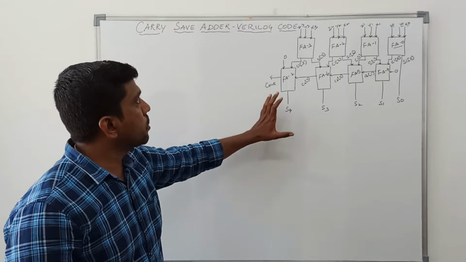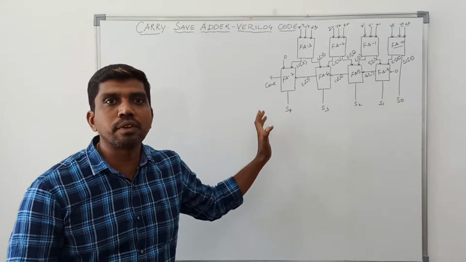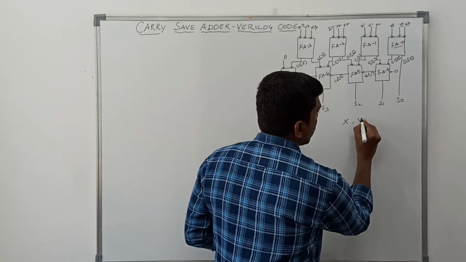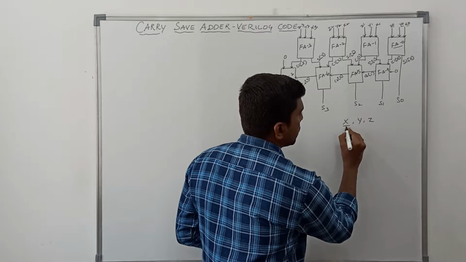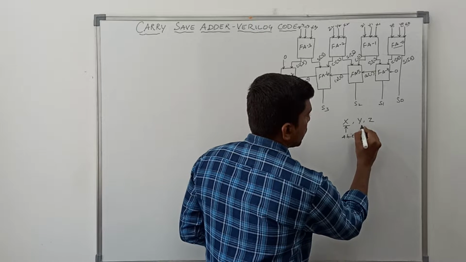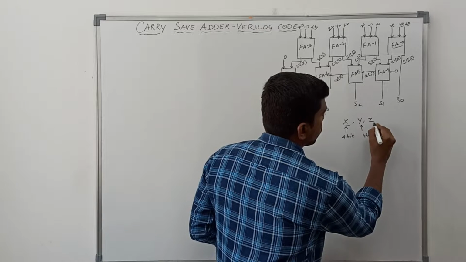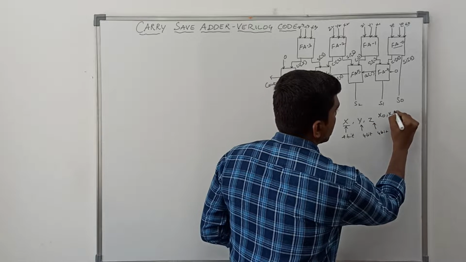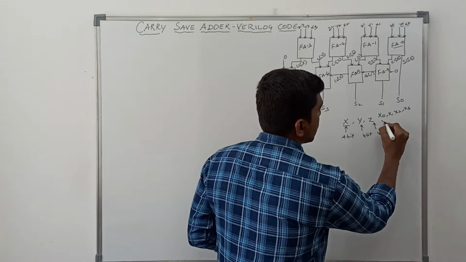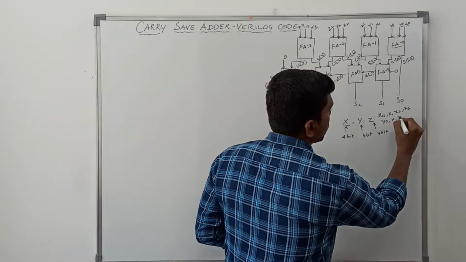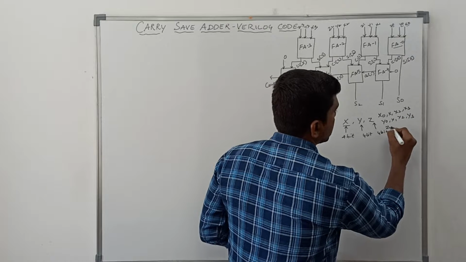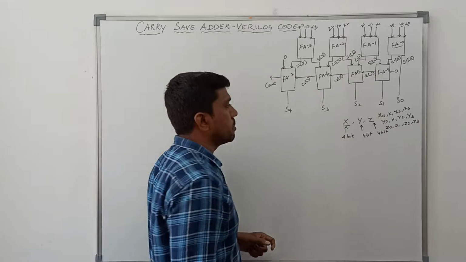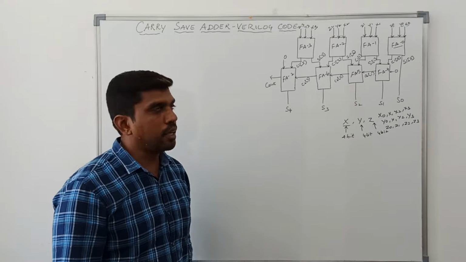So it's a simple structure of carry save adder. In this carry save adder we have 8 full adder circuits. The input variables are x, y, z, and each variable consists of 4-bit values: x0, x1, x2, x3, likewise y0, y1, y2, y3, and z0, z1, z2, z3.